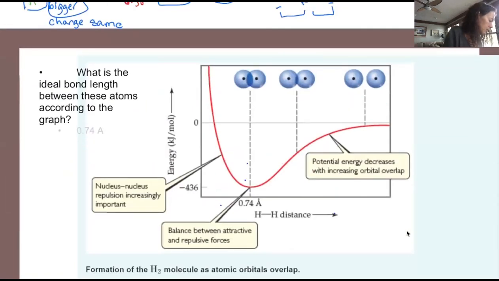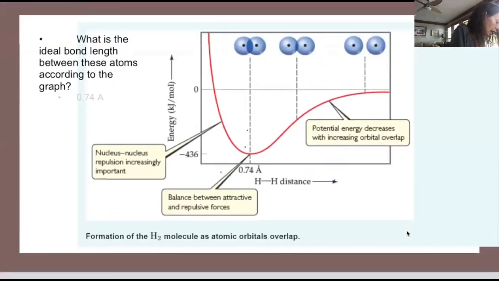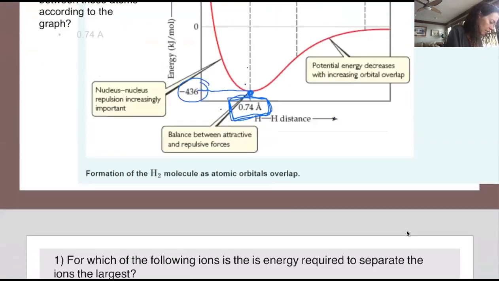What is the ideal bond length between these atoms according to the graph? Actually, that's the bond energy. This is the bond length. Okay, so that would be the ideal bond length.